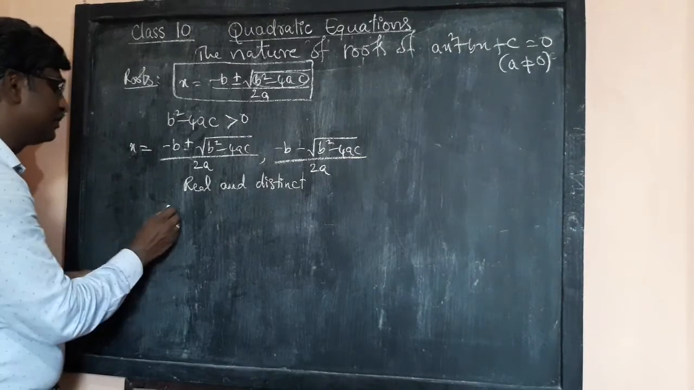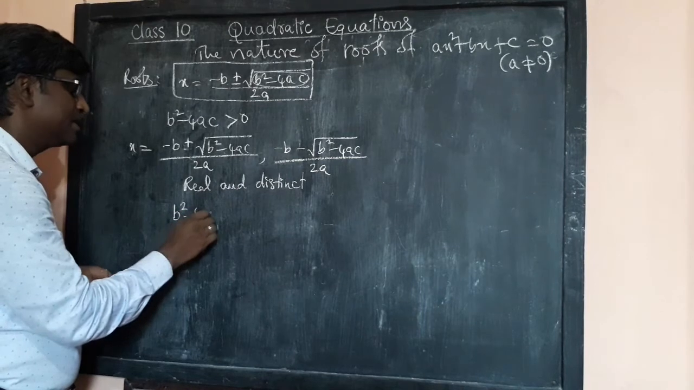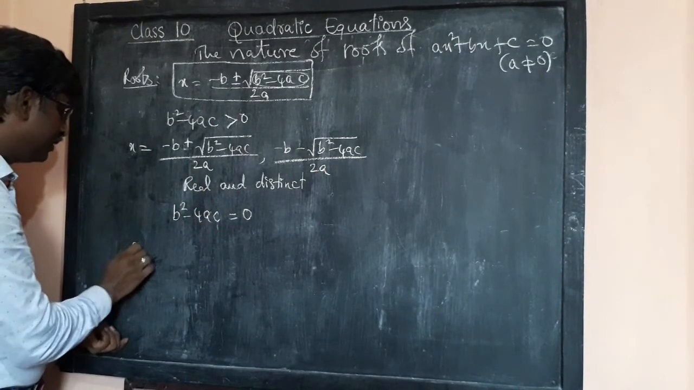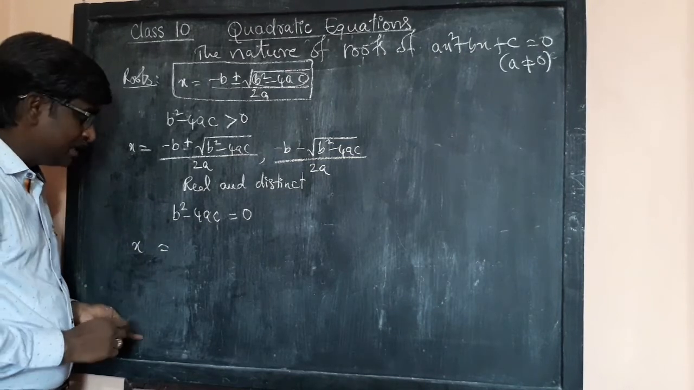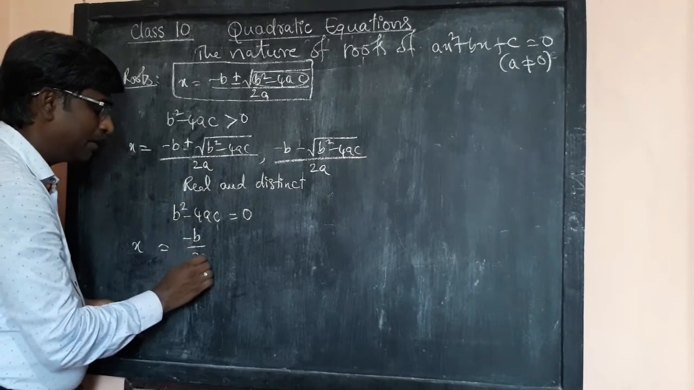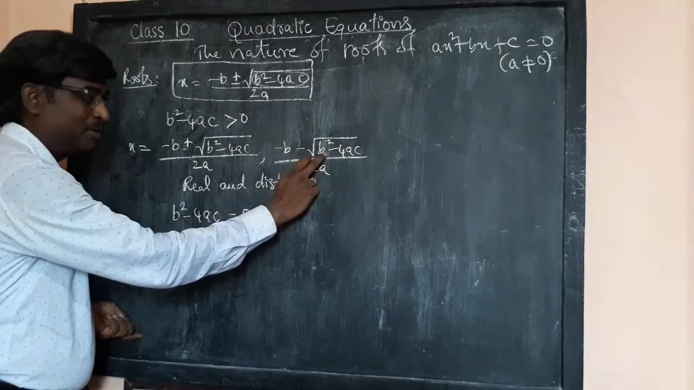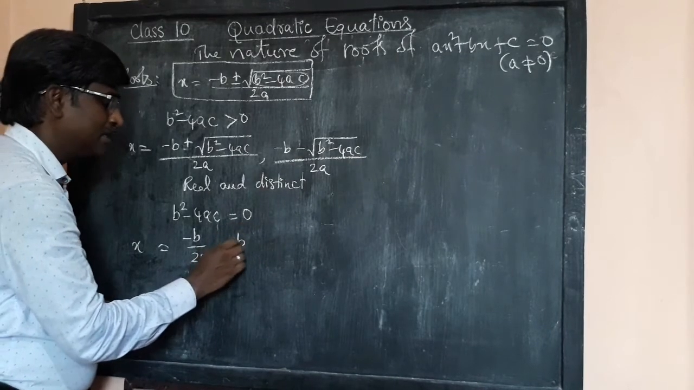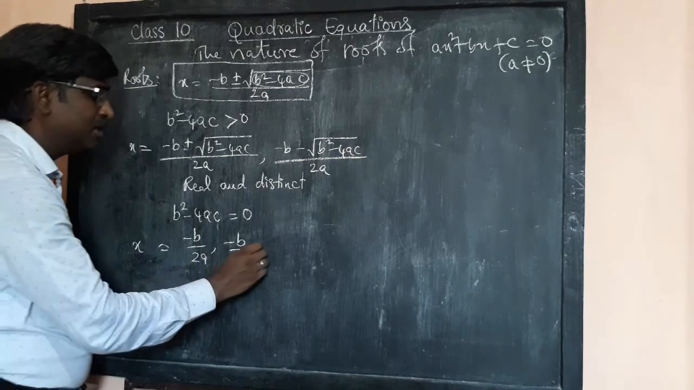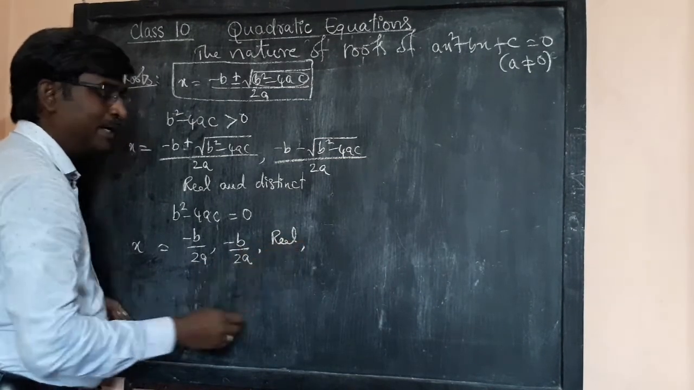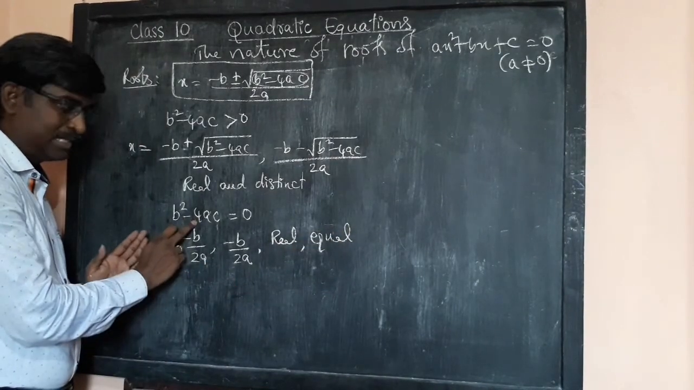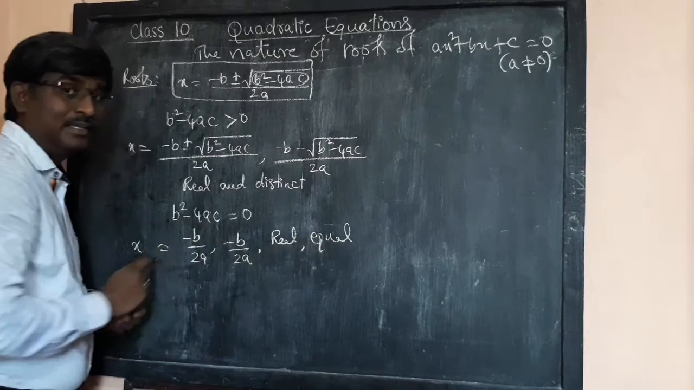Now observe another case. In case b square minus 4ac is equal to 0, then while writing the two roots, x equal to minus b plus 0, so by 2a, and the second root here also the value is 0, so minus b by 2a. Observe these two. Here also these two are real but equal. So two roots will exist under this case, but both are real and equal.